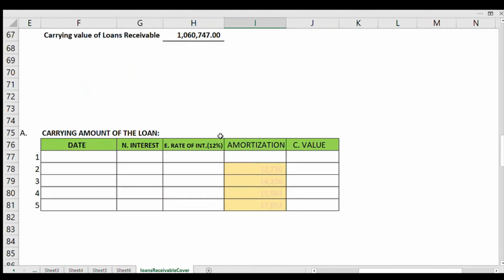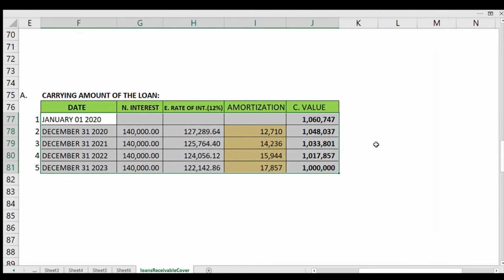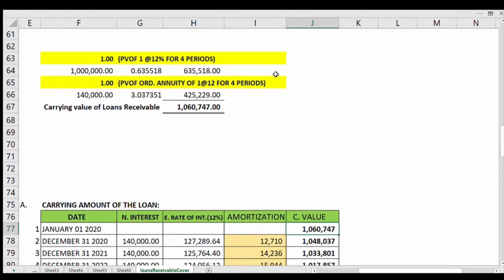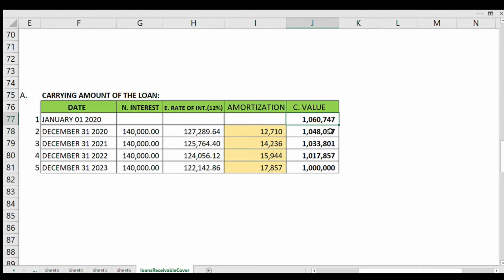Here it is now. We can do it as easy as it can be, as long as the procedure is correct. Okay, this is how it will be presented. On January 1st, that is our present value. We proved 12%, so 12% is what we will use in the amortization. The first thing we do: the nominal interest is constant at 140,000, that is 14% of the 1 million. So, every year there is a nominal interest.